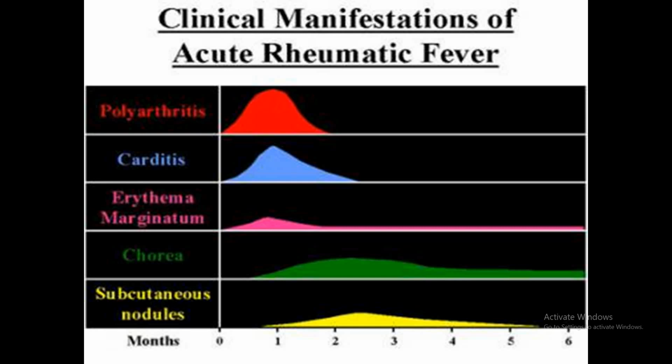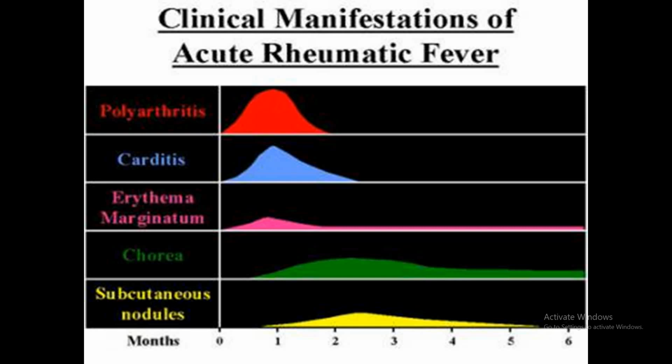The commonest is polyarthritis. Now, this is very important: it is a migratory type of polyarthritis, a wandering type of polyarthritis. One joint is involved and it resolves completely. Then another joint is involved after a few days, and then it remits. And the third joint is involved after 4 or 5 days. So it is a migratory polyarthritis.